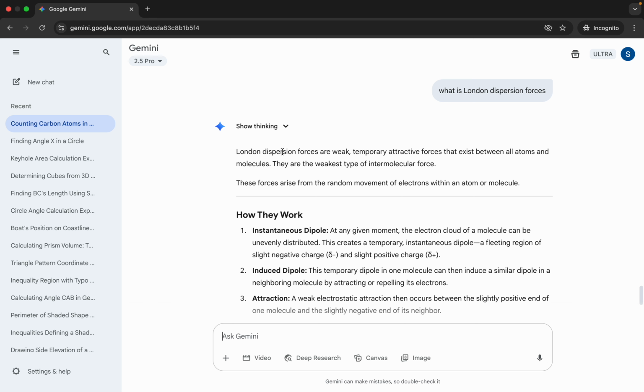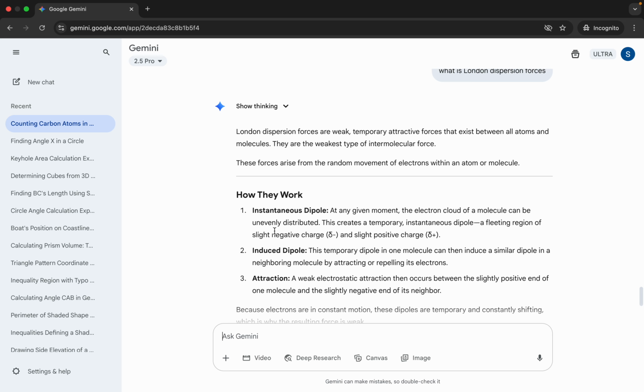Yes. So London dispersion forces are weak, temporary attractive forces that exist between all atoms and molecules. They are the weakest type of intermolecular force. Okay, how do they work?